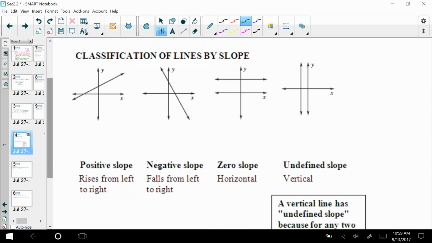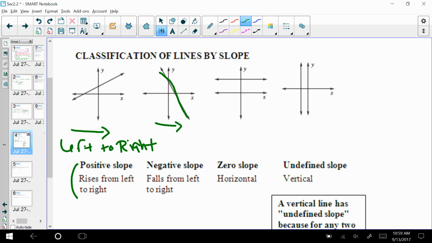We can classify lines by their slope. So this first example has a positive slope. We always read slope from the way the line is moving left to right, just like we read from left to right. So this slope is positive because it's going up from left to right. So positive slope rises from left to right. A negative slope declines from left to right. Again, we're reading left to right as the line going up or down.